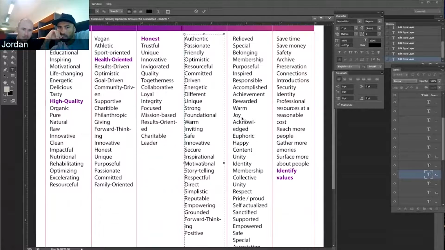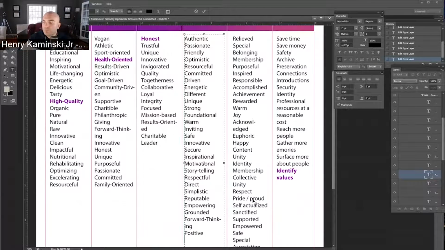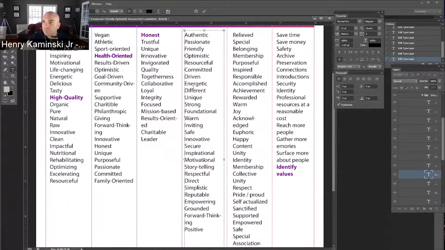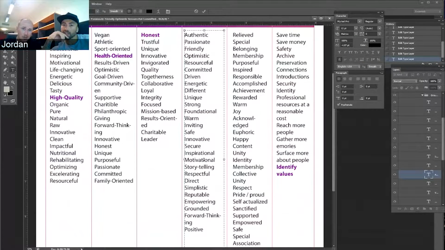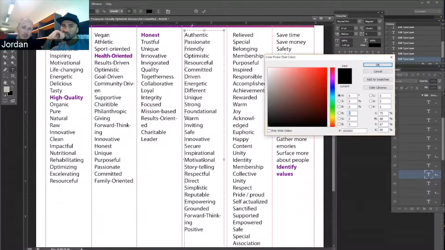I'm liking this, or what are you thinking? Yeah, that's what I had too. Authentic. Let's go authentic. All right.